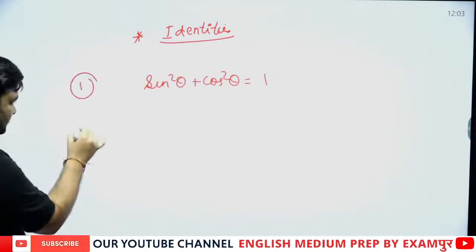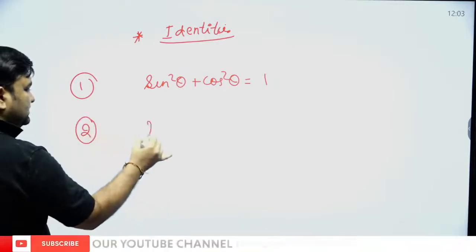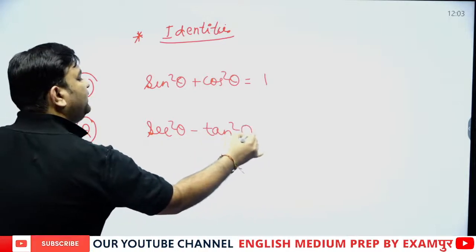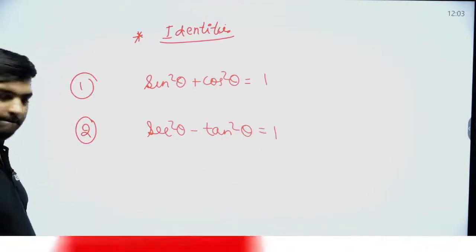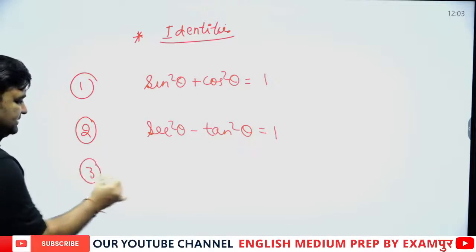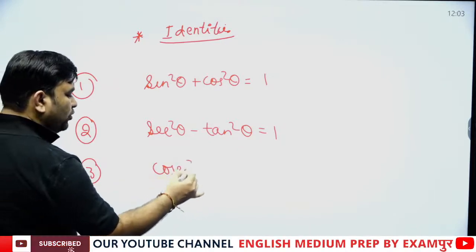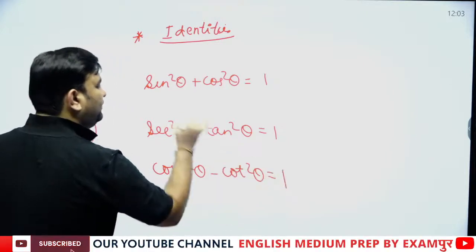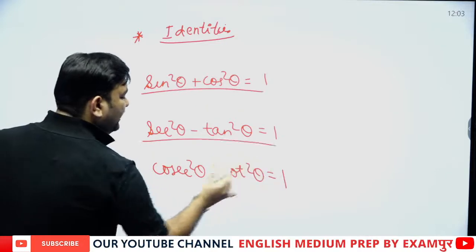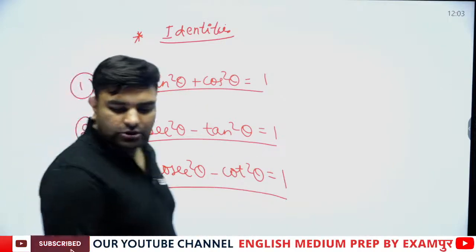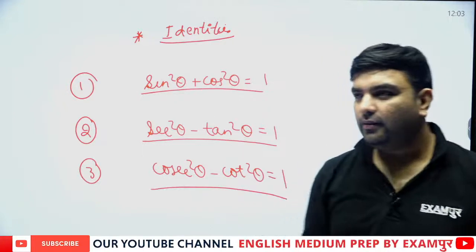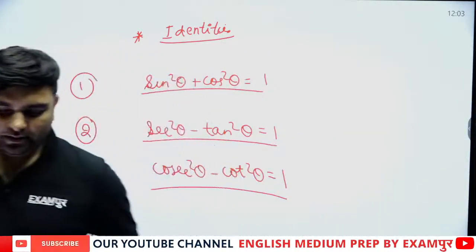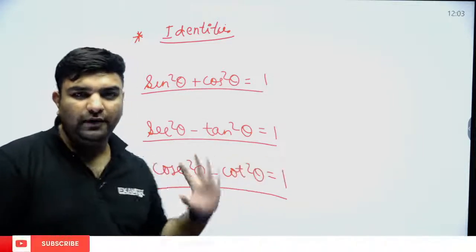Now, similarly, sec square theta minus tan square theta is always 1 for every value of theta. And last is cosec square theta minus cot square theta, which is always 1 for every value of theta. Do you know, guys, why this happens? Why are they always true for all values of theta?